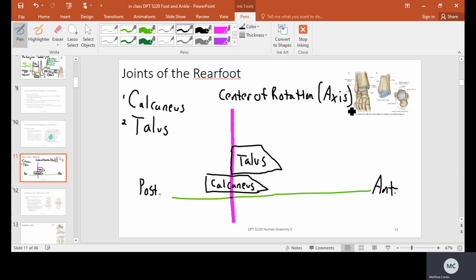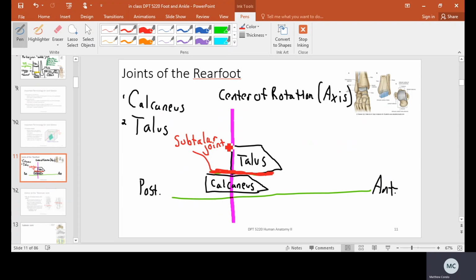Now what we're going to see is that when my calcaneus moves, and at this point what we're talking about is this joint down here. This joint right here, I'll put in a different color. So this little joint between the talus and the calcaneus is going to be called the subtalar joint.